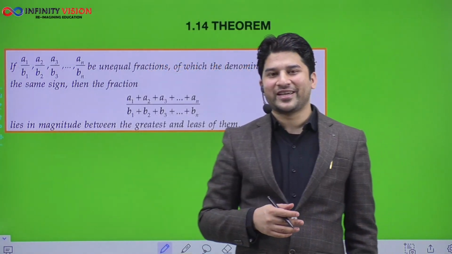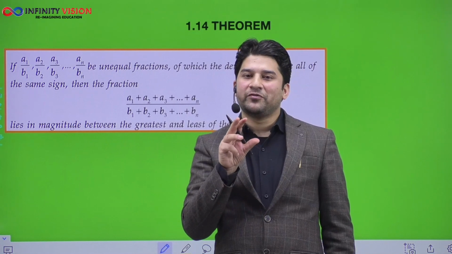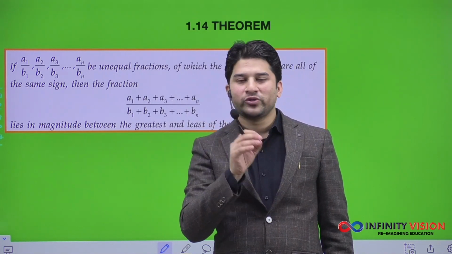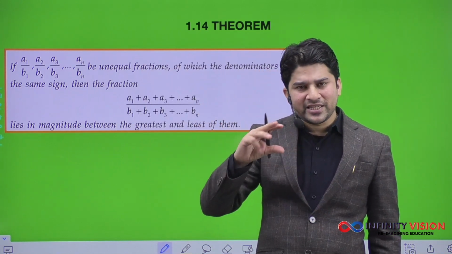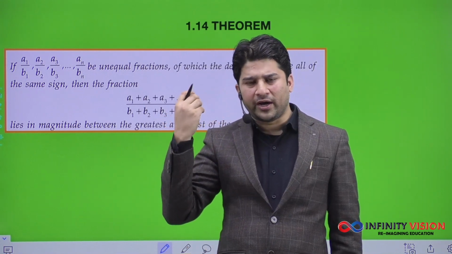Let's look at this second theorem of ratio. It's a very amazing theorem. Let's say you have n fractions, a1 upon b1, a2 upon b2, a3 upon b3 up to an upon bn. And consider that all fractions are positive and a1, b1, a2, b2 all are positive numbers.